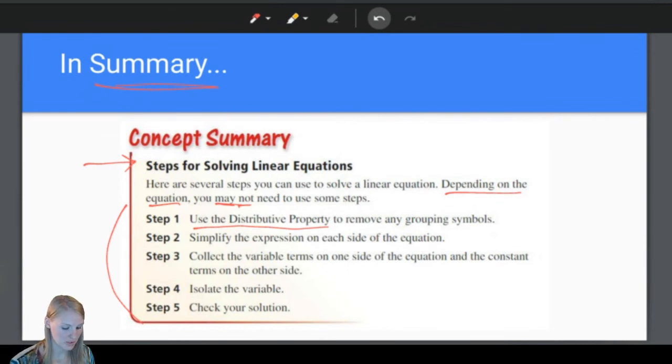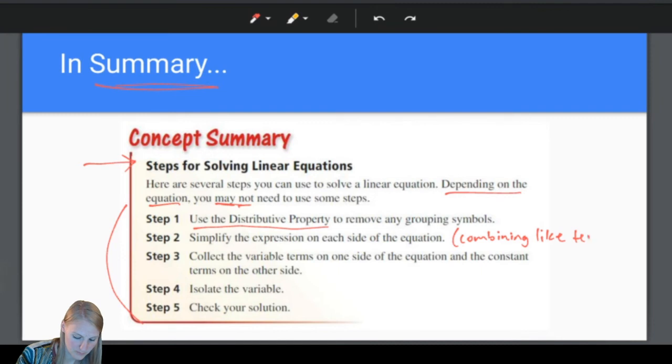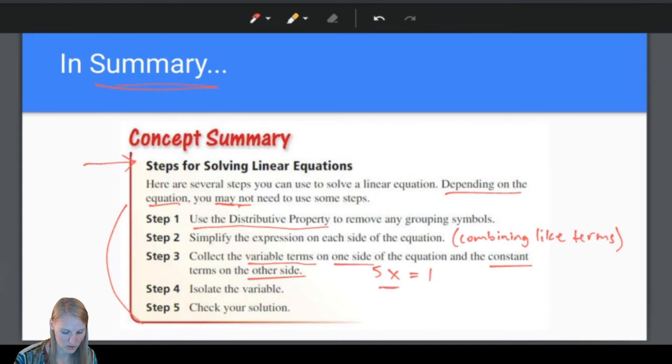Then you want to simplify the expression on each side. So this could include combining like terms. Okay. Step 3, variable terms on one side, constant terms on the other. X over here, or x's, so like 5x or whatever it is, x is on one side of the equation, numbers on the other side.